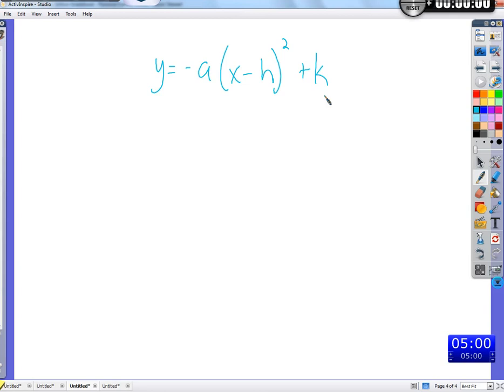How does k affect the graph? Moves it up and down. A negative affects it by flipping it vertically. But if we just think about the a part, it affects the steepness. And now we've brought in this minus h. What does that affect on the graph? Moving it left and right.